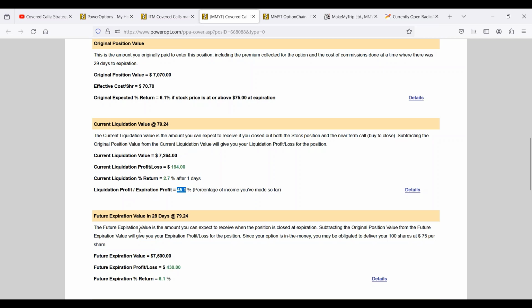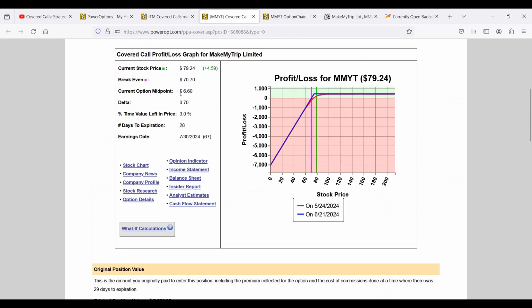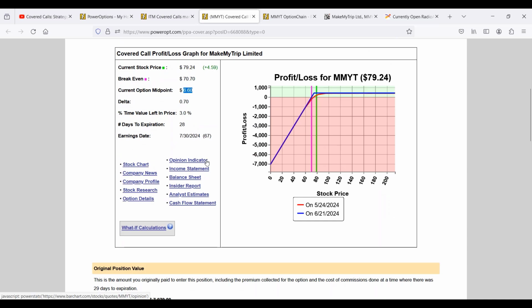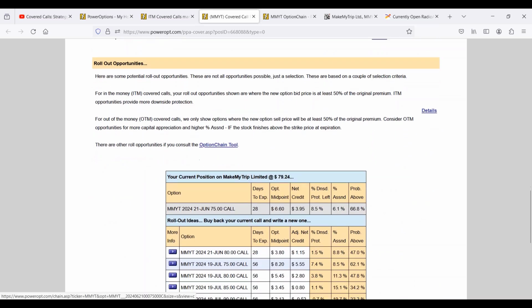And down below, of course, if the stock stays at the current price or above 75, we'll make the full 6.1%. We collected $3.95, we know that. We see the buyback cost here at $6.60, so we're down about $2.65. But down below, you're going to see the potential for rollout opportunities where we're going to do the math for you.